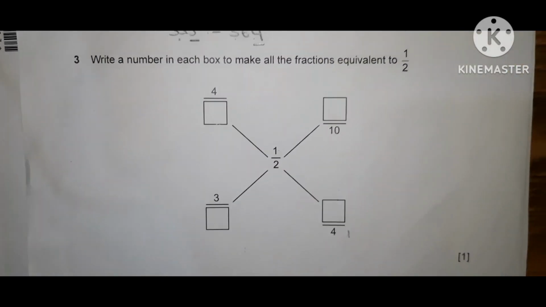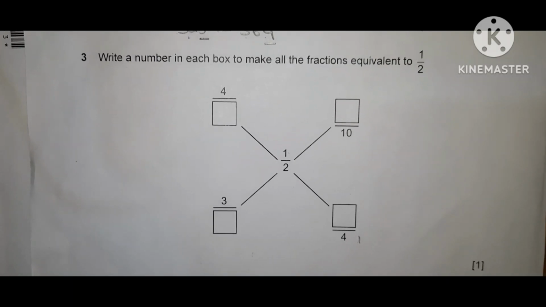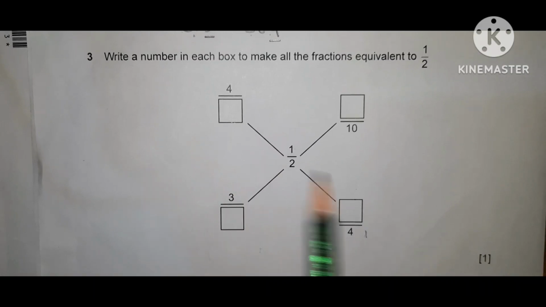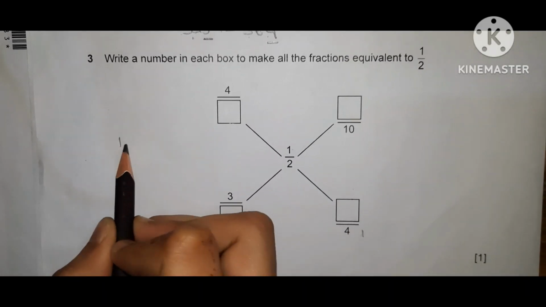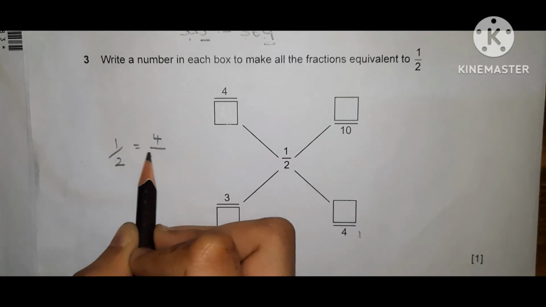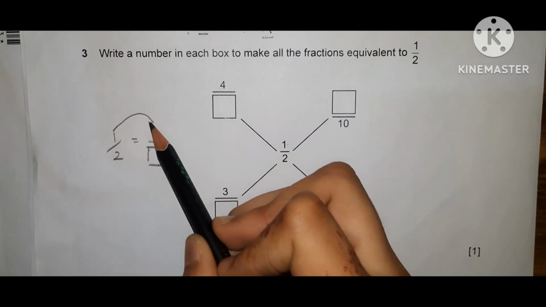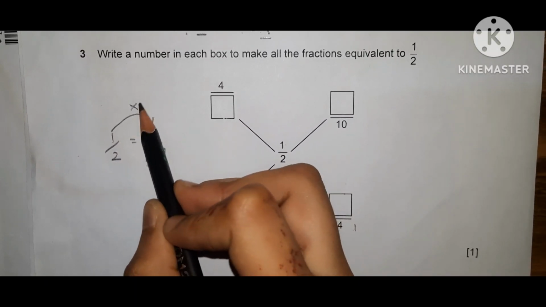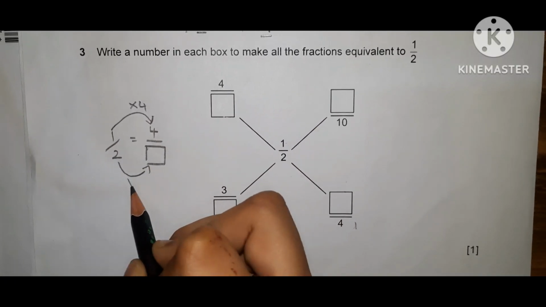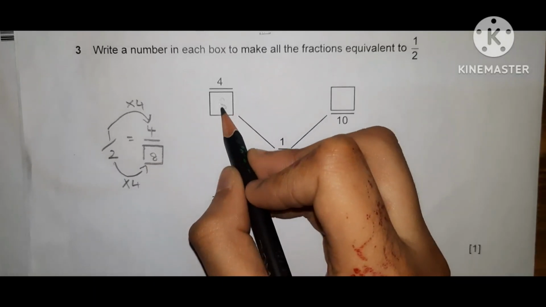Number 3. Write a number in each box to make all the fractions equivalent to 1 over 2. 1 over 2 is half. So 1 over 2 should be equal to 4 over dash. So to come from 1 to 4, we multiply by 4. So what we do on top, we'll even do below. We'll multiply this by 4. So 2 multiplied by 4 is 8. So you write 8 here.